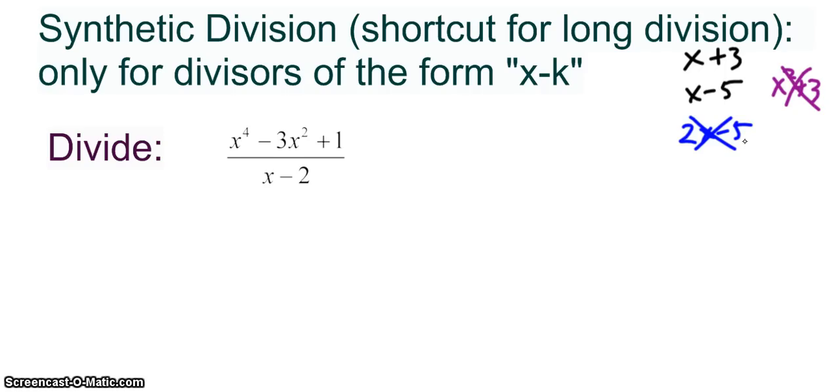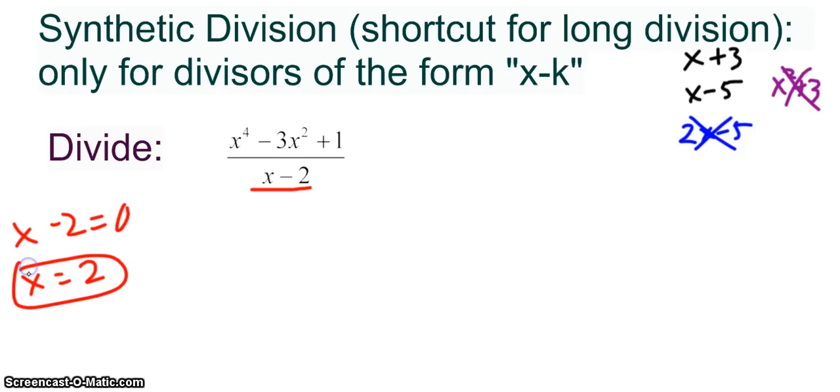Alright, so what do we do with synthetic division? So in this case, I have x minus 2 as my divisor. Therefore, I can do synthetic division. How do I do this? You may or may not remember. You probably remember that at least you liked synthetic division way more than you like long division. First thing I do, take the divisor, set it equal to 0, and solve for x. So I get x equals 2.